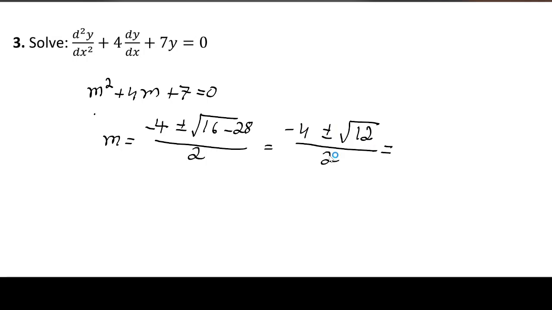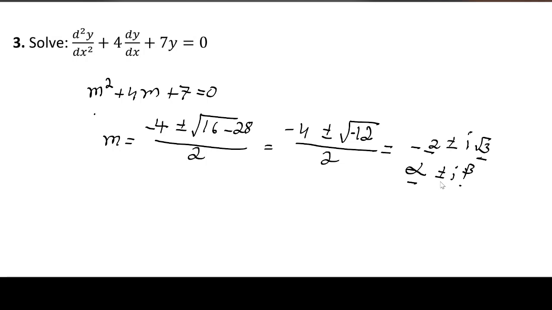The 2 gets cancelled, and we remain with −2 ± i√3. I missed the minus earlier: the term under the root is −12, so that gives i into root 3. This is of the form alpha ± i beta, so we have a complex root here. Alpha is −2 and beta is √3. Here plus or minus does not matter for us, both ways I can choose. So beta is simply √3.